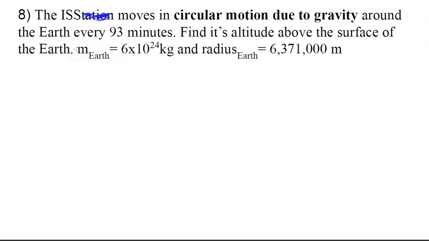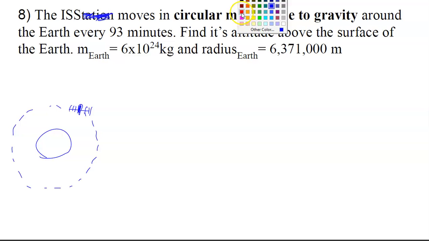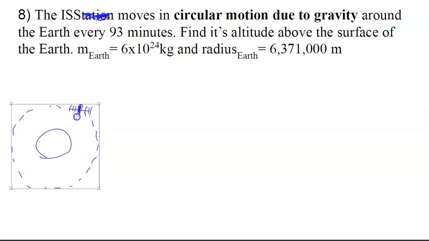The ISS, the International Space Station, moves in circular motion due to gravity around the Earth. So here's the Earth, here's the International Space Station, and it's in gravitational orbit around the Earth. Anything moving in a circle has got to have what we call a centripetal force. So I am fully expecting this thing moving in a circle to have a pull on it toward the center of the Earth. I got to have that.